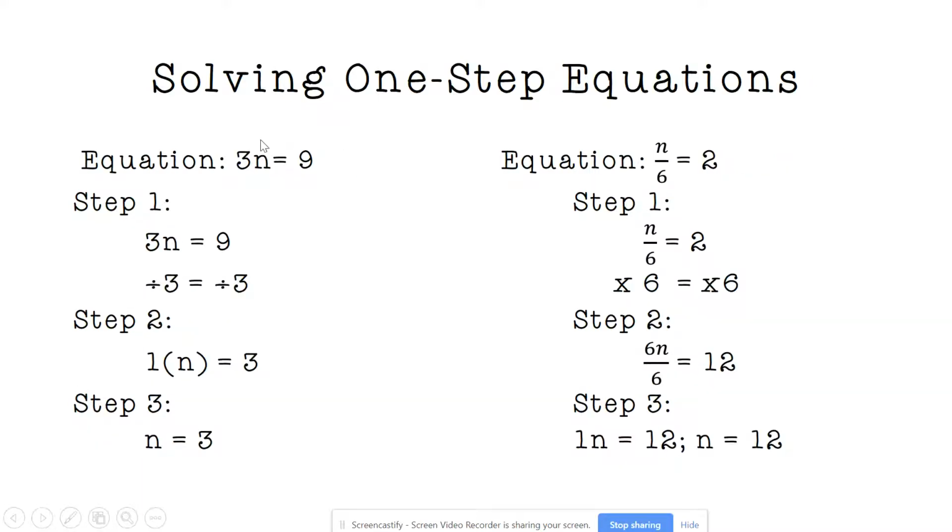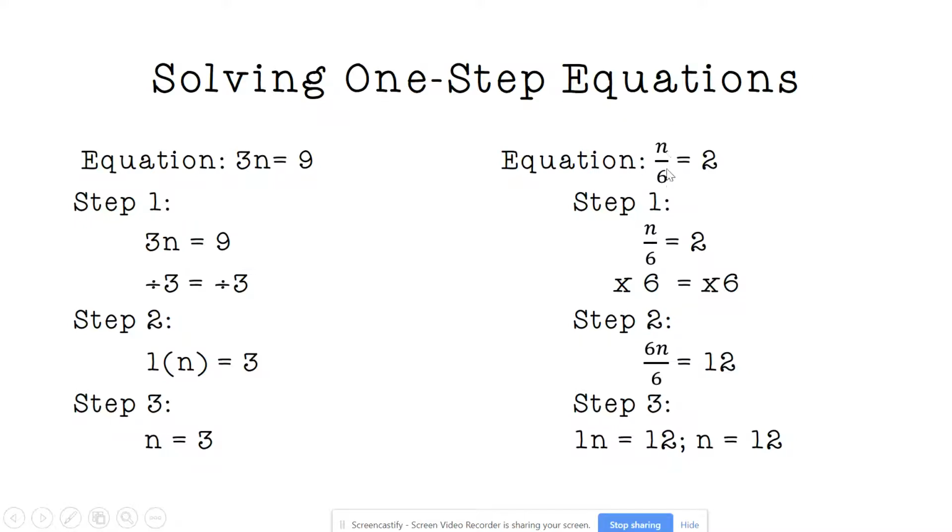In these two examples, we're going to be working with multiplication and division. In step one, you see that we are always going to look for the opposite operation of what the equation is doing. So in here it is multiplication, so the opposite operation of multiplication is division. So we divide by 3 on both sides. It's very important that you do it on both sides. Remember always. So 3 divided by 3 equals 1, and 9 divided by 3 equals 3. So n is going to be equal to 3.